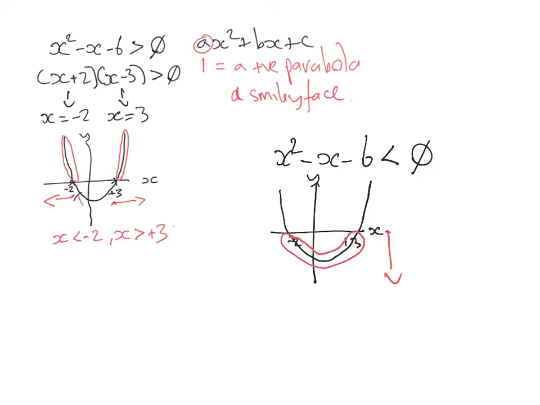Okay, so we can see that whereas the other one, there were two separate bits of the graph, we had two solution sets, x is less than -2, x is greater than 3. Here, we've only got one solution set, okay? It lies between -2 and +3. So our answer is going to be -2 less than x less than +3. Okay, so that's the solution if we were looking for less than. All the values of x that lie between -2 and +3.